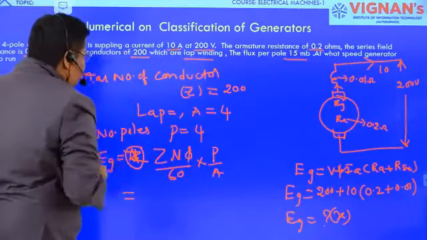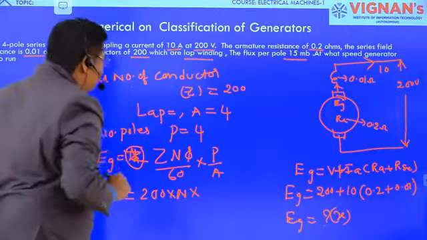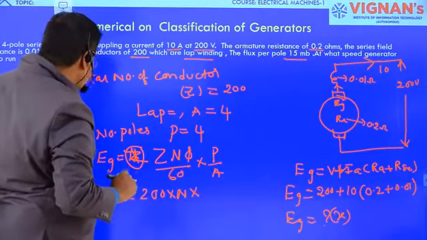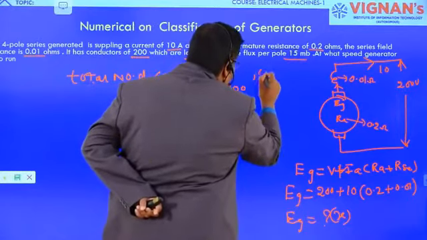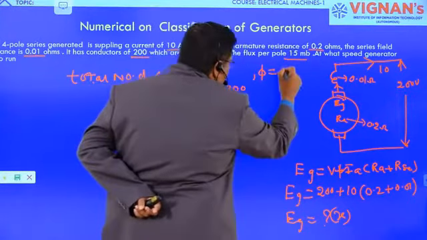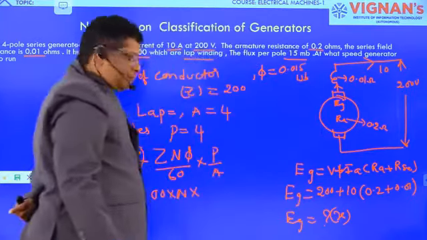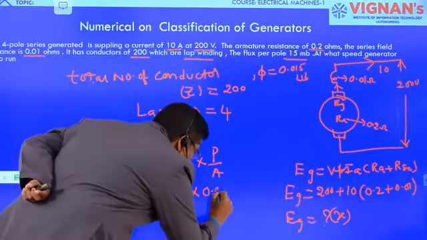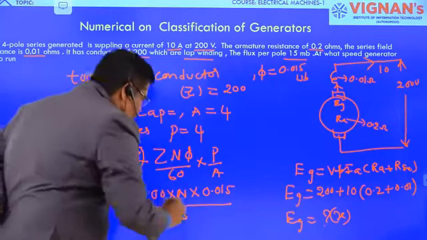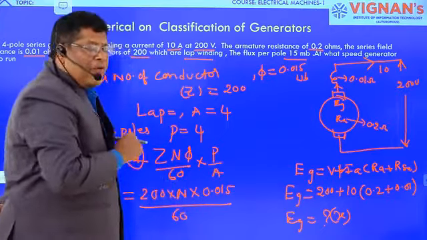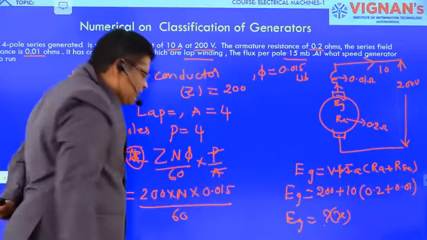The number of conductors is given, that is 200, into n, which we have to find out, and the flux per pole is given. How much flux per pole? It is given as 15 milliwebers, that is 0.015 webers, divided by 60. Here it is lap winding, so the number of parallel paths A equals P. This value becomes the same, so these two get cancelled.